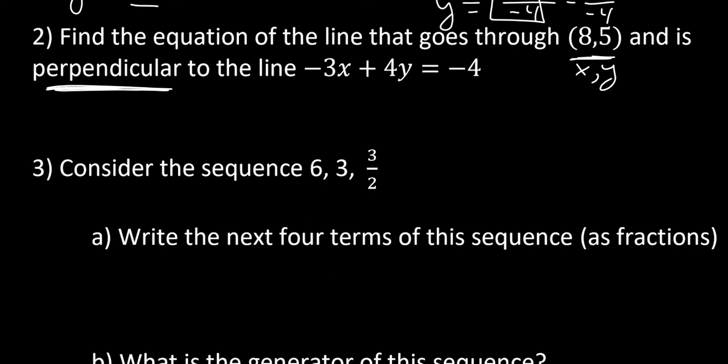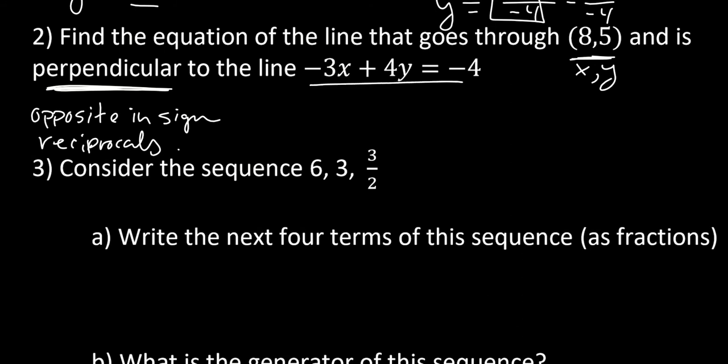Well, I know that perpendicular lines have slopes that are opposite in sign, meaning if one's positive, the other's negative, and vice versa, and they are reciprocals. So I need to know what the slope of this particular line is in order to write the equation of the line that's perpendicular. So let's figure out the slope of this one first of all.